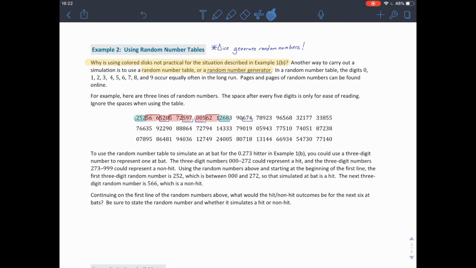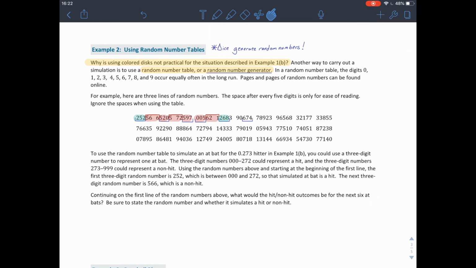You might find it easier, instead of putting it at the beginning and having it count for a hit in this situation, to put it at the end, where 1,000 would go instead of where 0 would go. And in that case, 001 to 273 could represent a hit. But we'll stick with what's on the screen for this example.